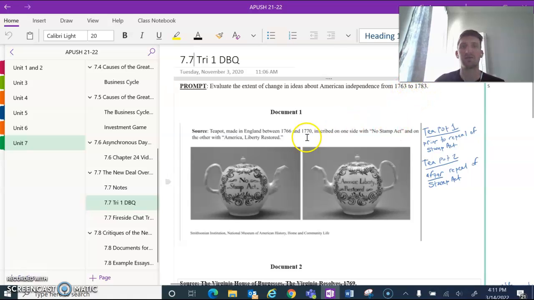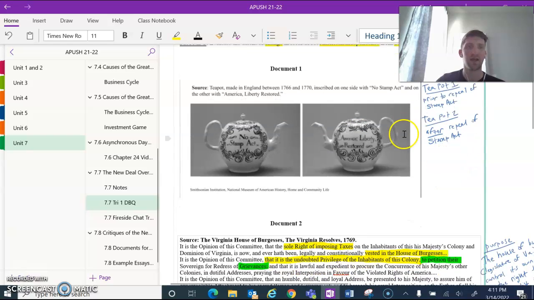So prompts always have those three components. I see that it says change, so that tells me that this is a continuity and change prompt. I can see that my topic is American independence, so it's asking me about that particular time period, the Revolutionary War, why did the colonies separate, and I can see here my time period, 1763 to 1783. So anything in my writing should be subject to those dates.